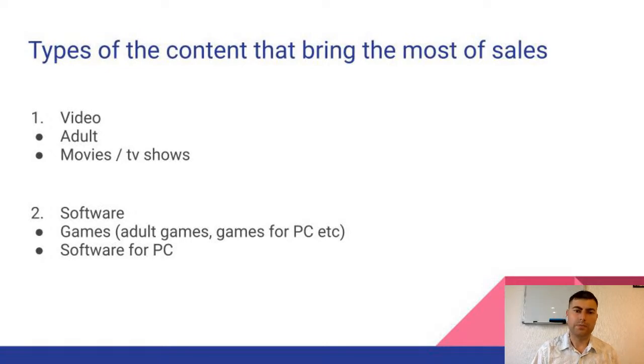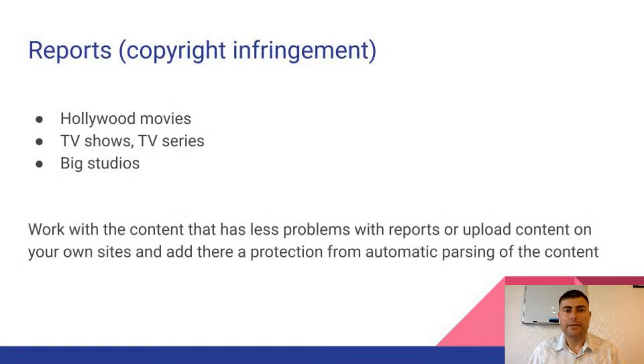Okay. So the second type of content, the most selling content, is software. It's various types of software, and the number one is games. I mean, including adult games, games for your computer, any type of games, and software for your personal computer.